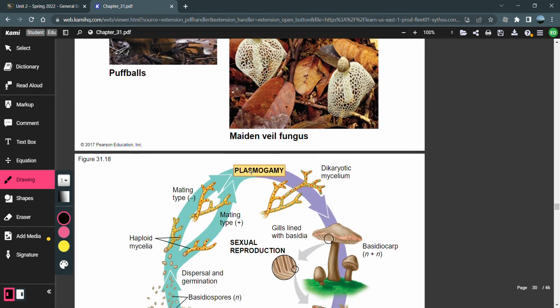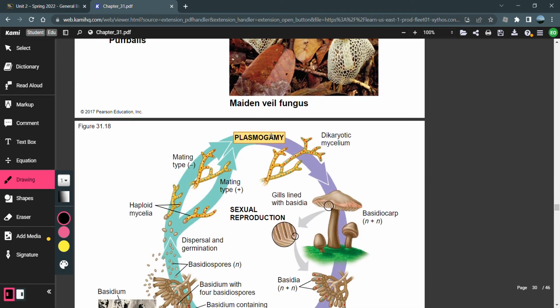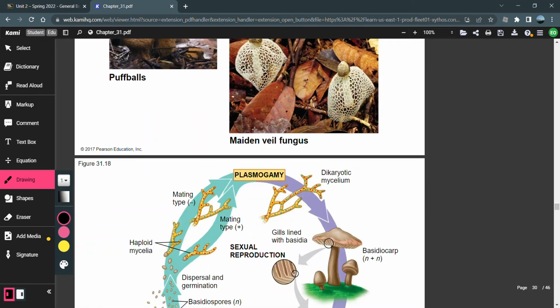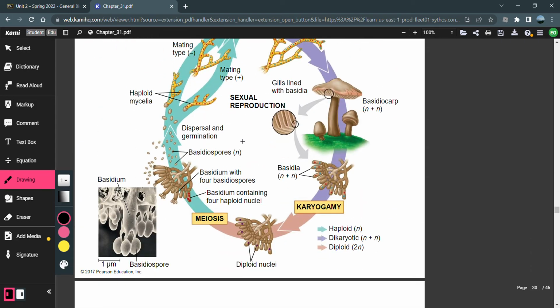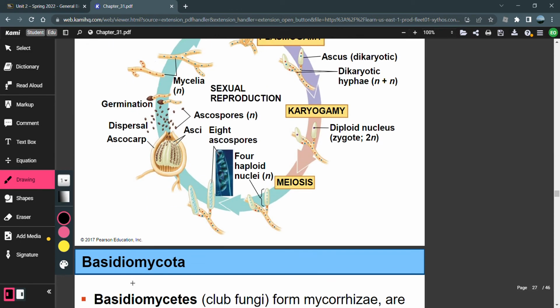So not plasmogamy, sorry. We'll be looking into the life cycle of a basidiomycete. Right? I said that right? Basidiomycetes, yeah.